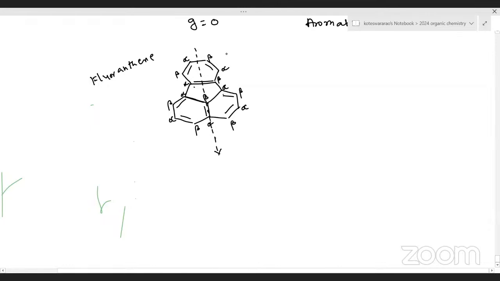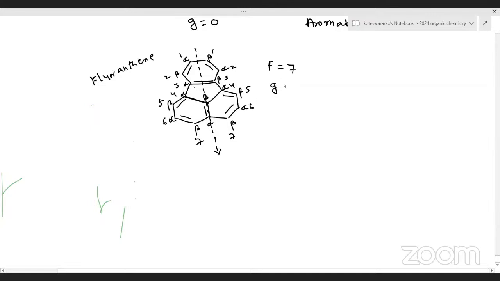Now, you can see that, what is the F value? F is equal to the number of symmetrically related points. Symmetrically related points: 1, 2, 3, 4, 5, 6, and 7. Therefore, F is equal to 7.